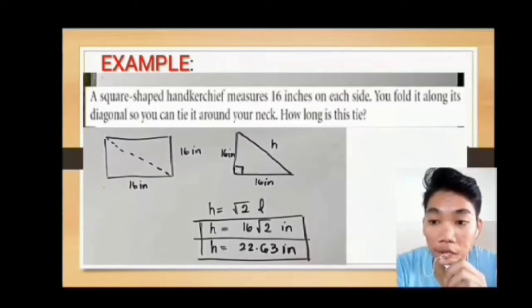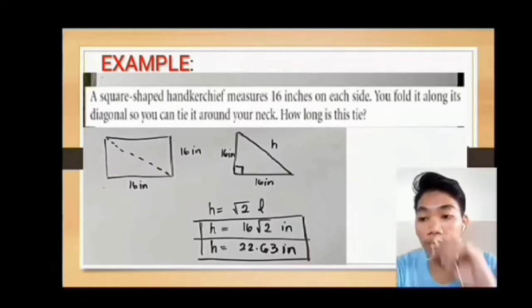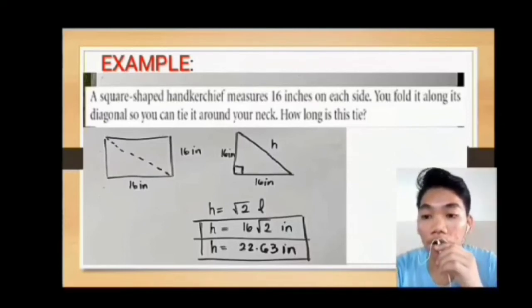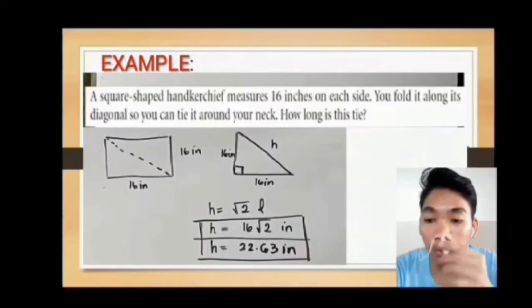So, a square shape handkerchief measures 16 inches on each side. You fold it along its diagonal so you can tie it around your neck. How long is this tie? So, illustrate natin siya. Kunyari, yung handkerchief natin ito, yung rectangle. So, nag-drawing na tayo ng diagonal. Itutupi daw natin siya, so magiging right triangle siya. So, yung hinahanap natin dito is yung hypotenuse.